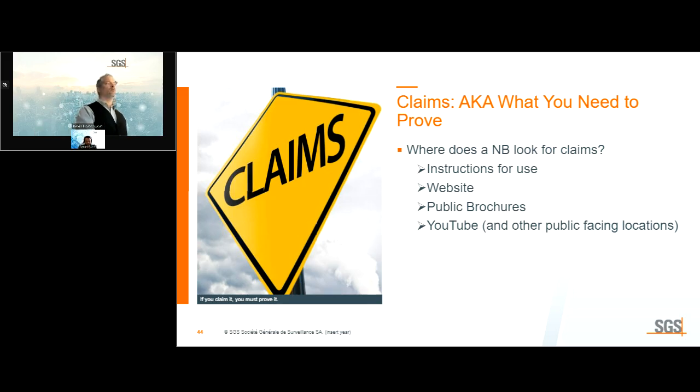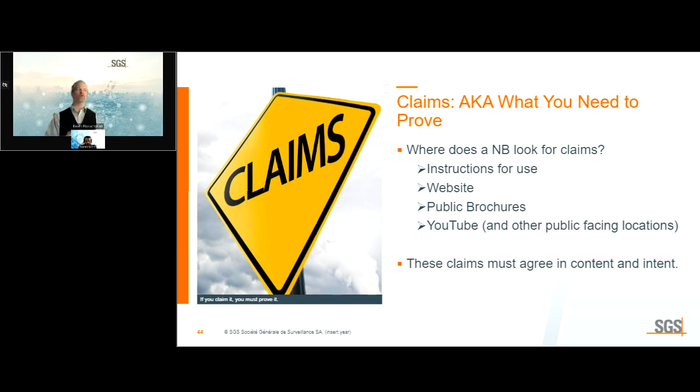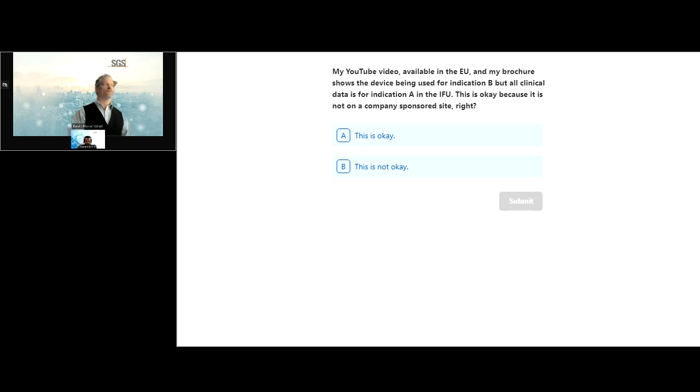And it is very important that all of these agree in the content and the intent. So we look through all of these to make sure they are not kind of the same, not really close, not almost the same. They must be verbatim. Everywhere that they are stated, they must be the same where they fall under the CE mark. So let's get to a more complex question.